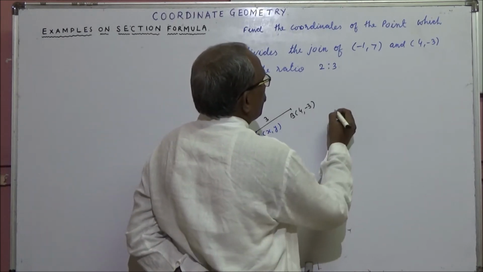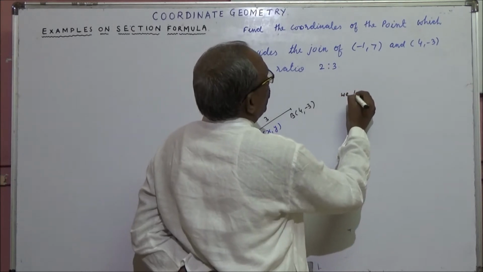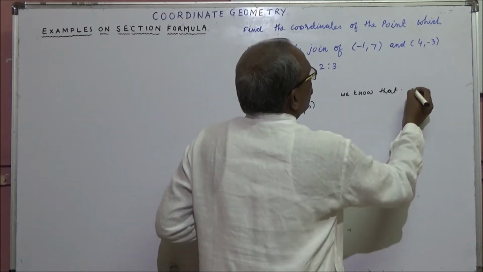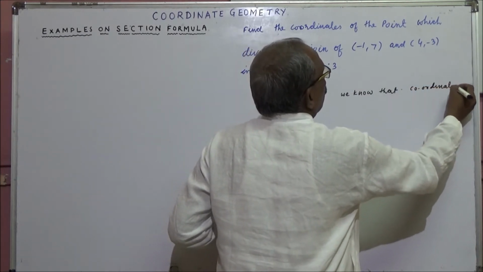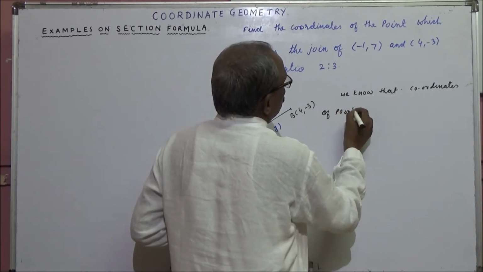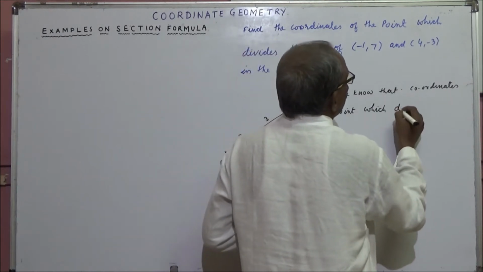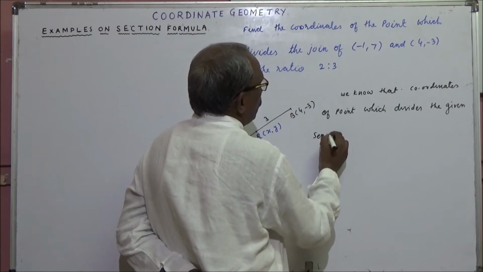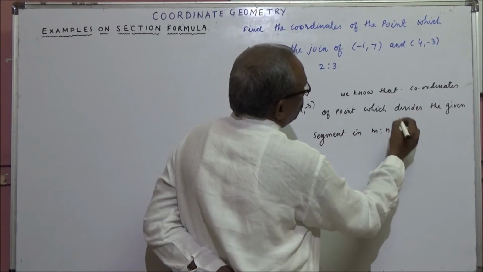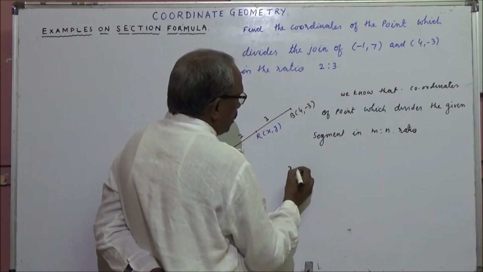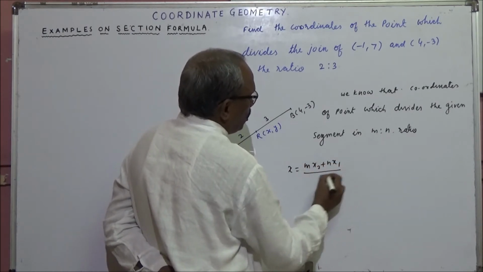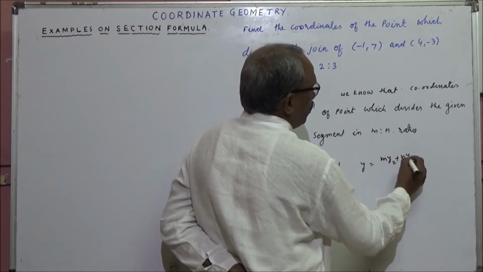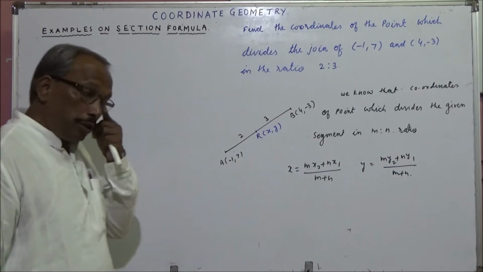So we know that the coordinates of the point which divides the given segment in m:n ratio, that is x is equal to (mx2 plus nx1) upon (m plus n), y is equal to (my2 plus ny1) upon (m plus n). So these are the formulas here.